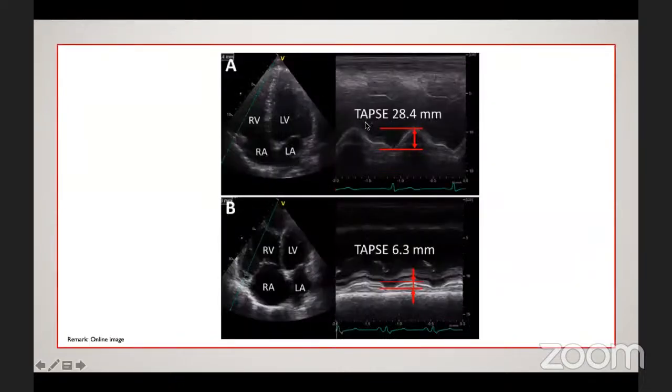Any measurement less than 1.7 indicates an RV dysfunction. This is how it looks to assess it, and this is the M mode. You cross from the apex to the tricuspid annulus on the lateral side, and you shouldn't cross the interventricular septum, or it will not give you an accurate value. Then you assess it in the M mode. You measure the height, which is the height of the tricuspid annulus traveling toward the apical part.